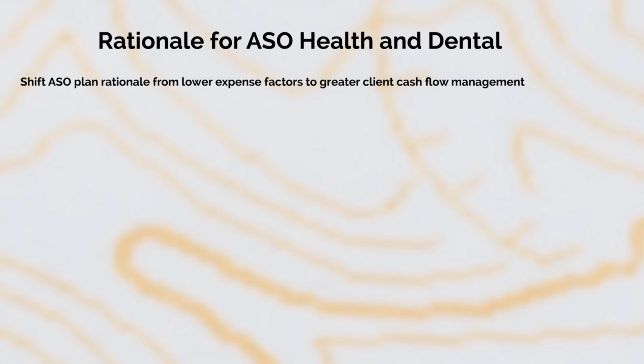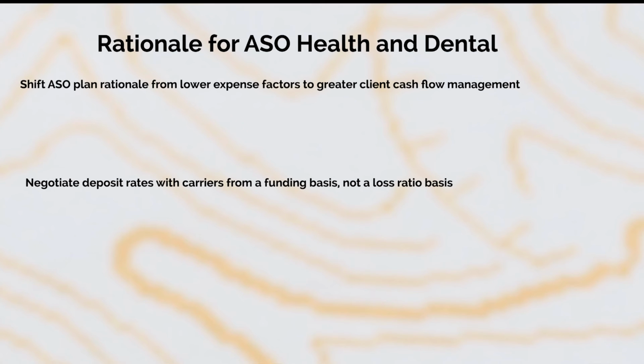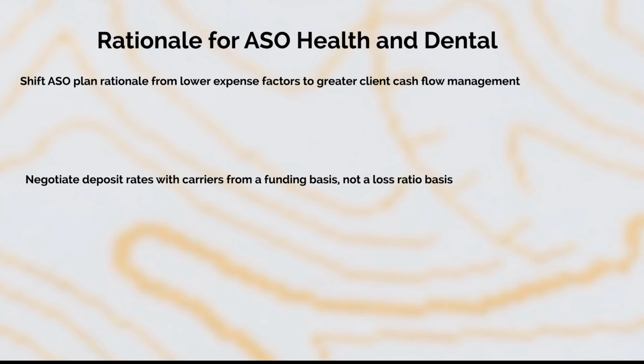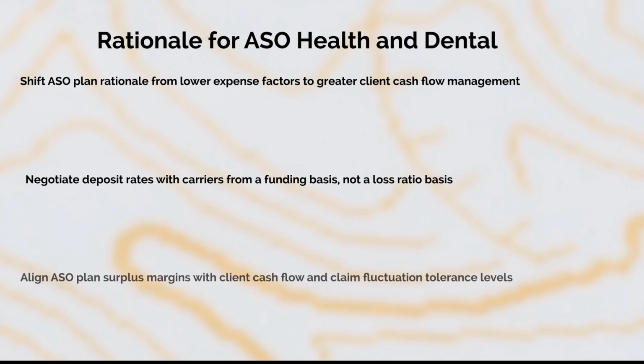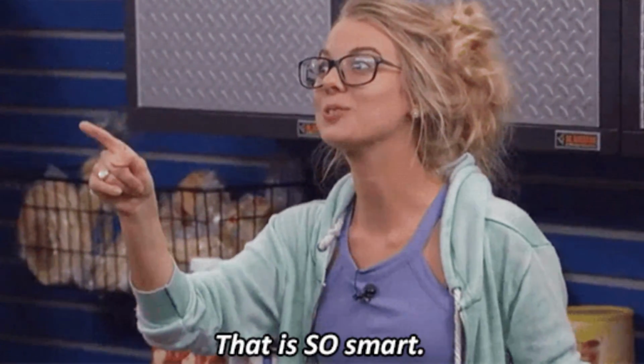So next time your client's ASO plan comes up for renewal, think differently. Focus the ASO plan value on improving cash flow for business operations rather than on carrier rates and expenses. Negotiate with carriers with fund balances in mind rather than their proposed rate adjustments. And make your funding recommendations aligned with target account balances as a proportion of forecast claims and expenses, not carrier loss ratio targets. That's not just ASO, that's ASO smart.